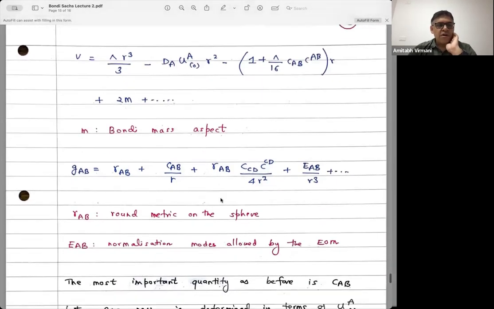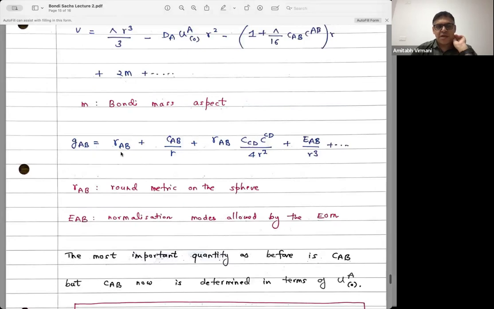Okay, we carry on. We have GAB. GAB has gamma AB, which we have chosen to be the round metric on the sphere. One can relax this, but there are good reasons not to relax this. So gamma AB is the round metric on the sphere, and then there is CAB and further things. If you go down in the expansion, this 1 over r cube term appears. This should be normalizable. Normalizable modes allowed by the equations of motion.